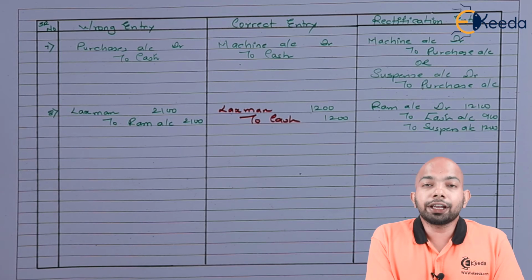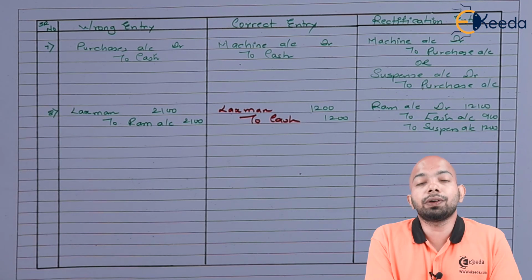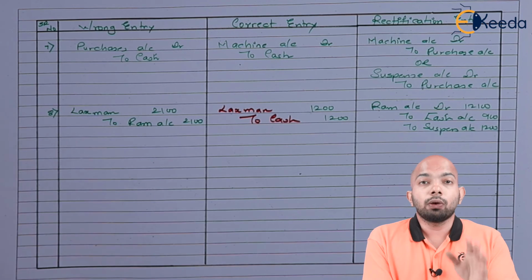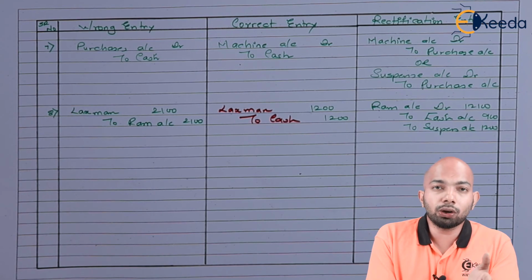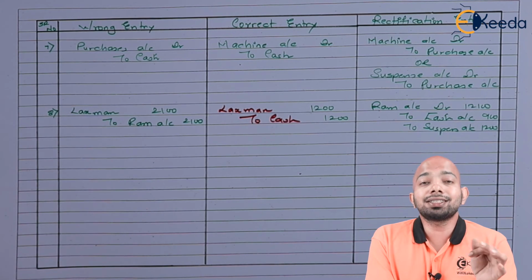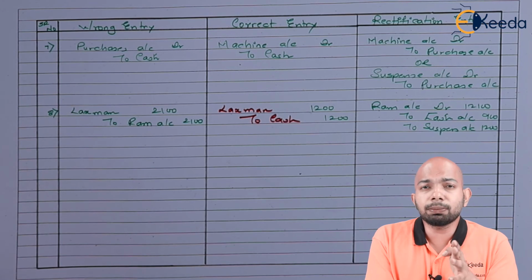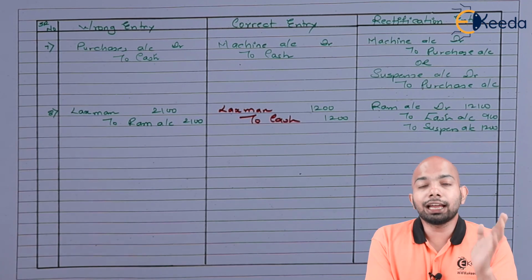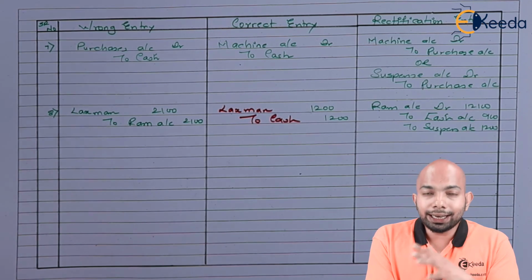This is how the rectification is supposed to be mentioned in all these cases of rectification of errors, especially when you have to create a suspense account, which is a temporary account to make sure that the flaws or errors in journal entries, ledger balances, posting of wrong account, wrong amount, etc., can be dealt with later in the next stage.